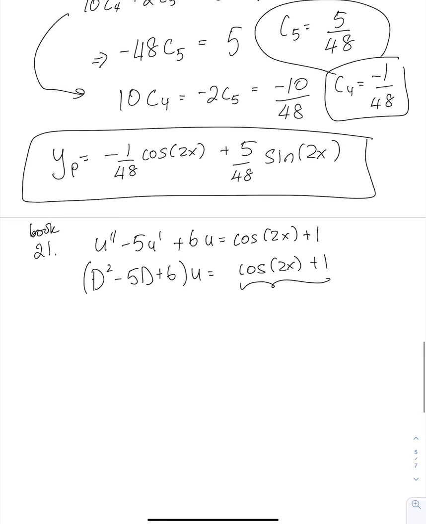Okay, what was the first step? We write it in operator form. Next, let's look at the right-hand side and think about what operator annihilates that. Okay, we want to annihilate this sum. We know if you look at this part, D squared plus 4 annihilates that. Okay, what about the constant 1? What can you do to the constant 1 to get 0? So what operator can you apply to 1 and get 0? Well, if you just differentiate the number 1, you will get 0, right?